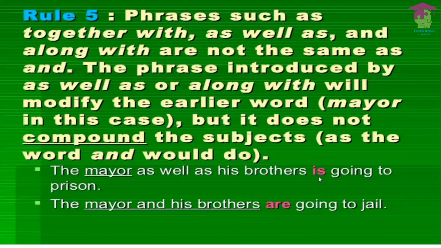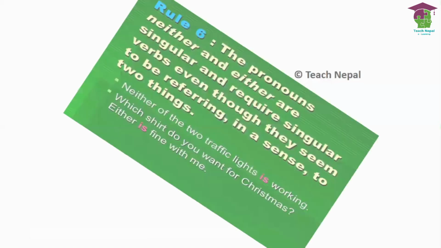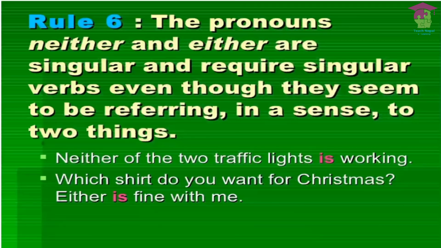Okay, next one you see there, number 6, rule number 6 here. The pronouns neither and either are singular and require singular verbs, even though they seem to be referring in a sense to two things. For example, neither of the two traffic lights is working, right? It's referring to one there. Which sort do you want for Christmas? Either is fine with me. So with either, neither, we have to use singular verb.